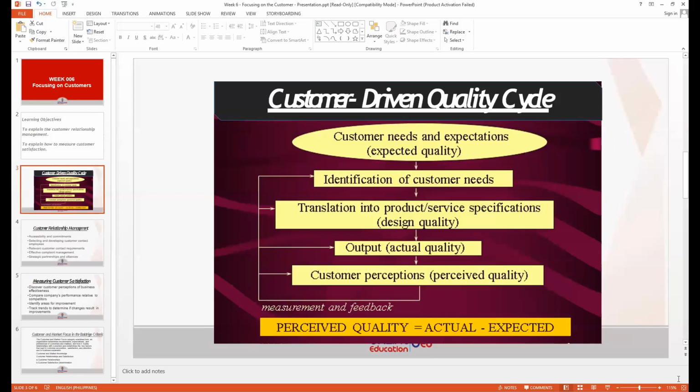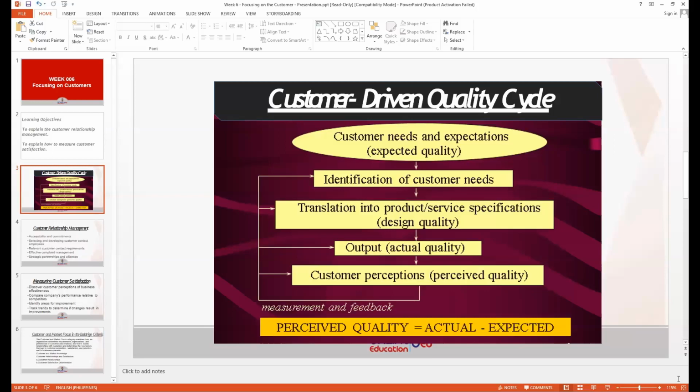After we create a design, let's do some output, the initial and actual production, so we can see the actual quality and whether it conforms to the quality design. This output can then be perceived by the customers. Once it is bought by the customer, the customers have perceptions or comments about the product which they perceive. That is the feedback that we have to measure. Once we have that feedback, we need to go back to the start. In providing quality, it's a cycle.